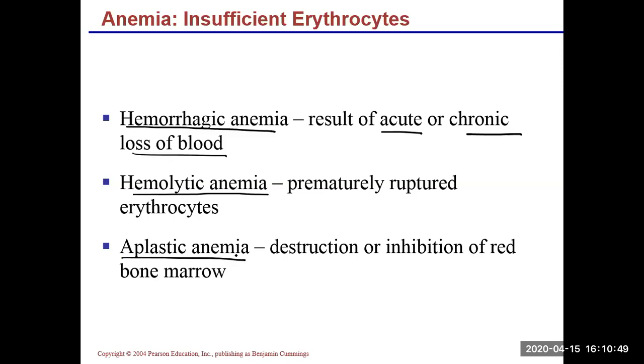Aplastic anemia. This is a problem with bone marrow. Destruction or inhibition of the bone marrow causes aplastic anemia, where there's a problem in the factory. If you have a factory but your supply chain is interrupted, now you're not going to get the item to sell. This is the same idea.